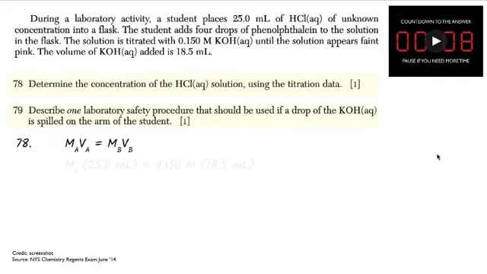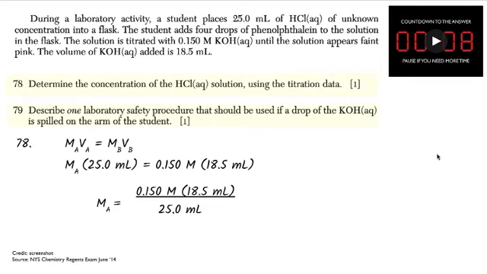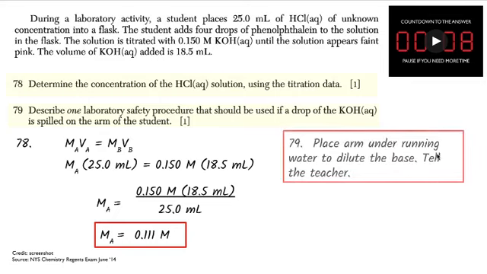So for the titration calculation, we are using MAVA equals MBVB. In this case, there are 25 milliliters of acid, of HCl, of unknown concentration. We know that we are titrating with 0.150 molar base, and we've used 18.5 milliliters of base. So solving this out, we should end up with 0.111 molar as the molarity of our acid, of our HCl. For number 79, one solution would be placing the arm under running water to dilute the base, and then of course immediately telling the teacher so that the proper healthcare authorities can be notified if necessary. But getting that arm under running water to dilute is a really important first step.